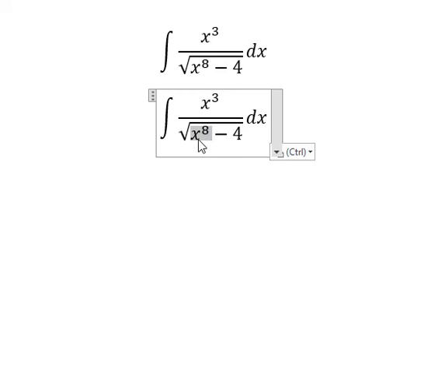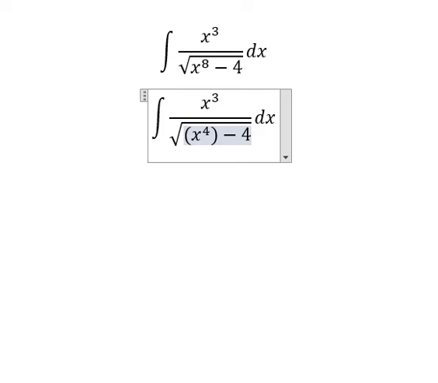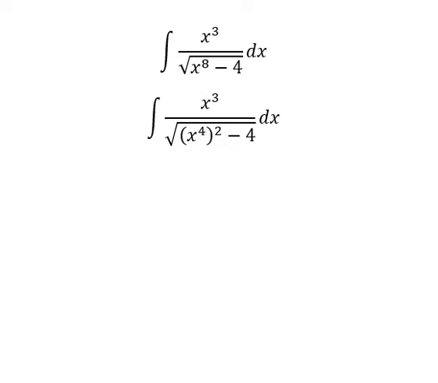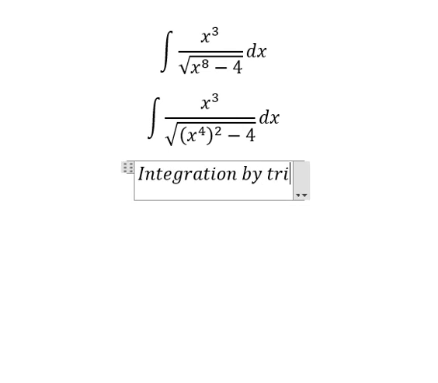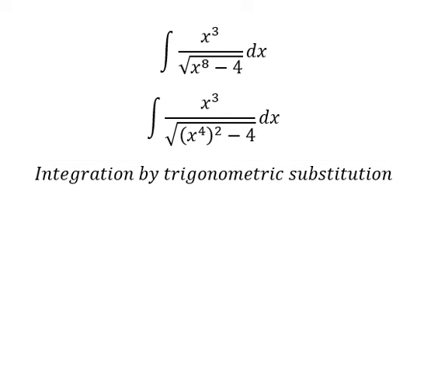So now I want to show you how to answer the integral about x to the power of 8. We can put x to the power of 4, everything to the power of 2. So we can use integration by trigonometric substitution. So I will put x to the power of 4 equals 2 secant of t.